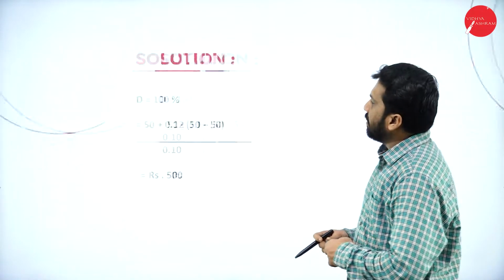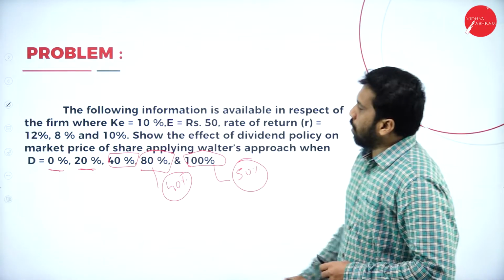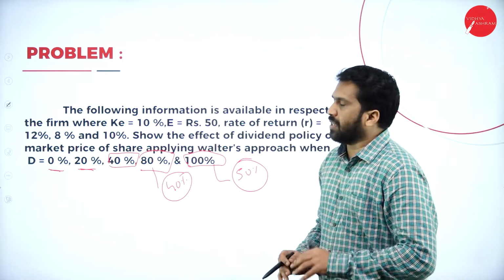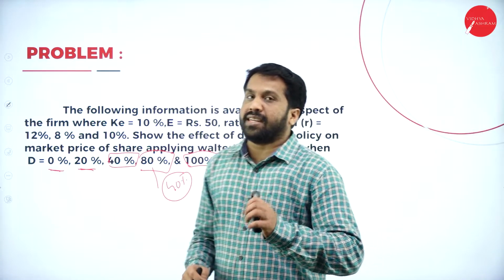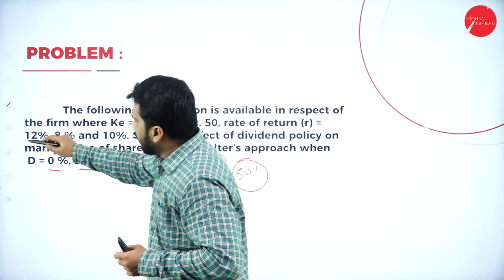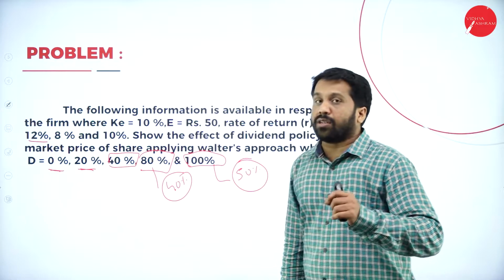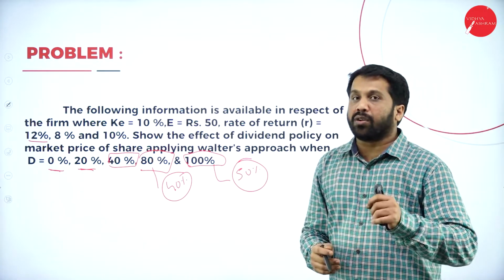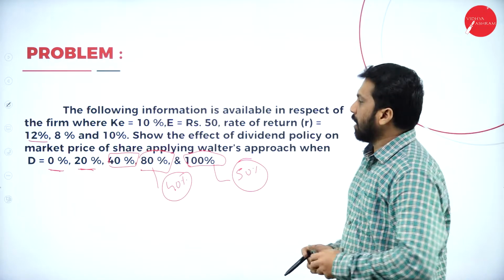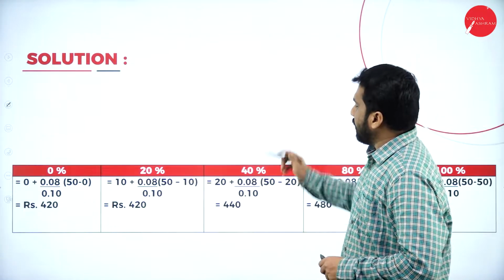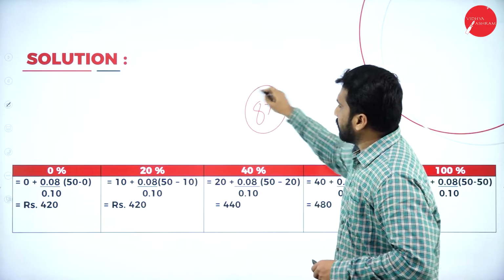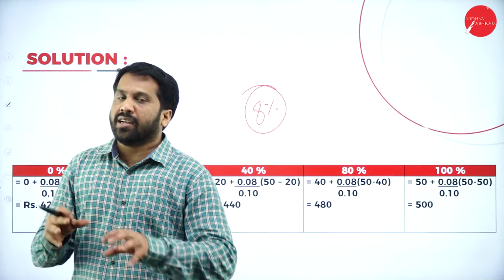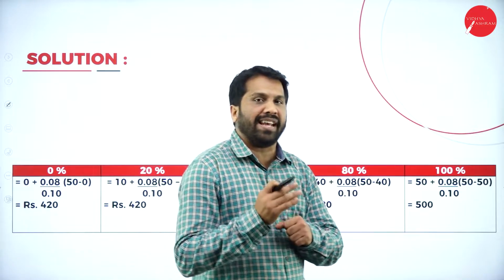So in this, we completed all the 0, 20, 40, 80 and 100% we completed. And what is the equity? Equity we have taken. Your return we have taken 12%. All the calculation what we did, that is for 12%. Hope you are clear. Now the same thing we go with 8%. We're done with 12% and the same calculation in your shortcut will go for 8%.